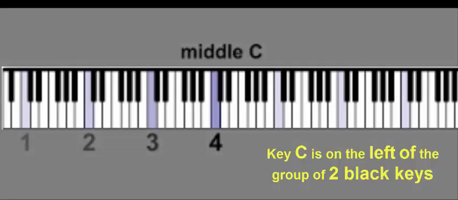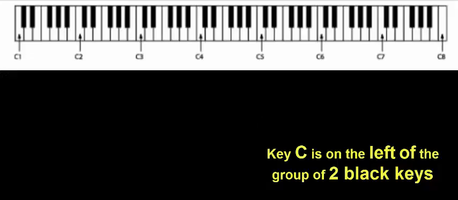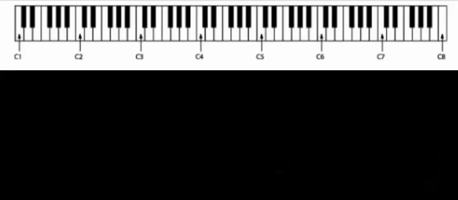The piano has 88 keys, and the one on the left side of the 2 black keys is called C, but there are many C's, and the fourth one would be called middle C. There are 8 C's on the piano in total. So how can we represent all of these 88 keys on paper?